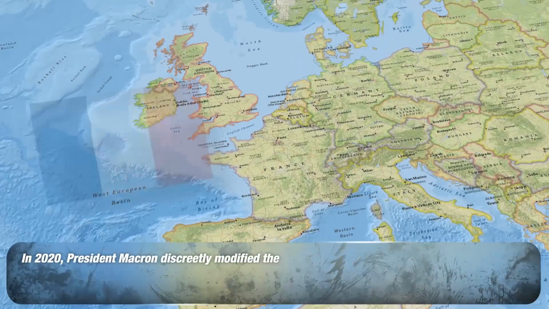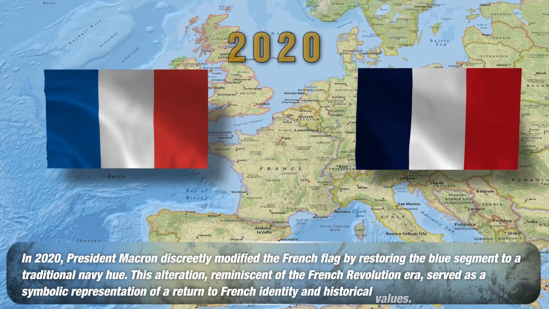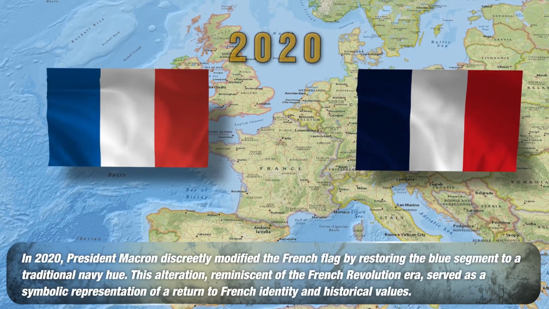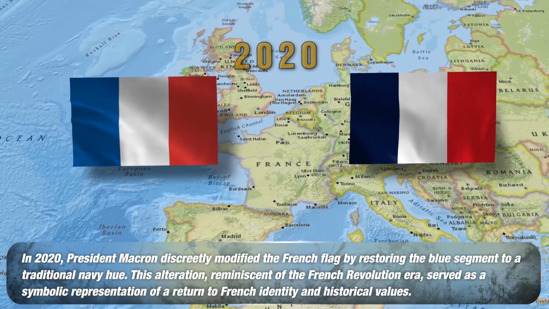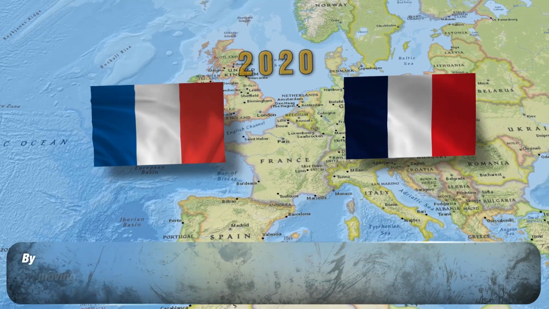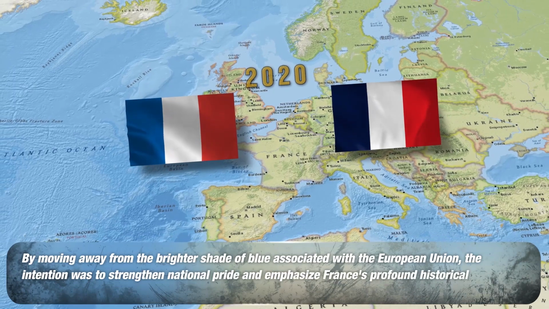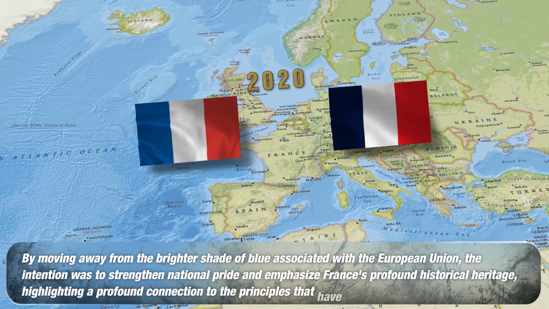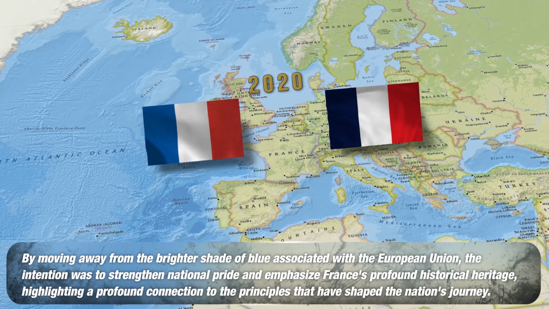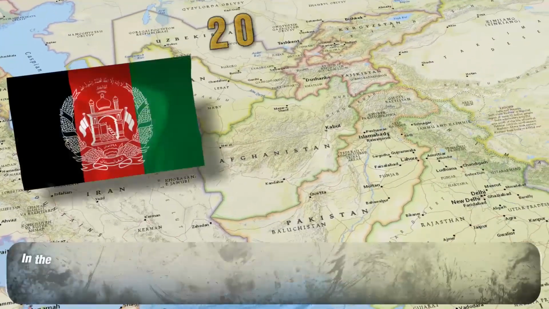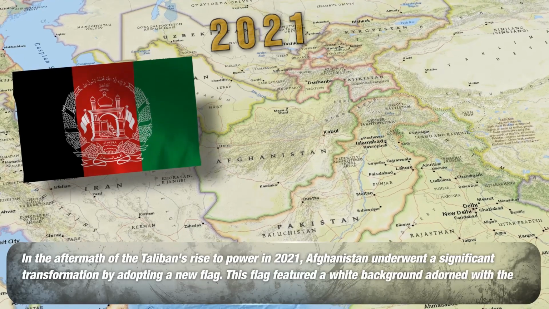In 2020, President Macron discreetly modified the French flag by restoring the blue segment to a traditional navy hue. This alteration, reminiscent of the French Revolution era, served as a symbolic representation of a return to French identity and historical values. By moving away from the brighter shade of blue associated with the European Union, the intention was to strengthen national pride and emphasize France's profound historical heritage, highlighting a profound connection to the principles that have shaped the nation's journey.